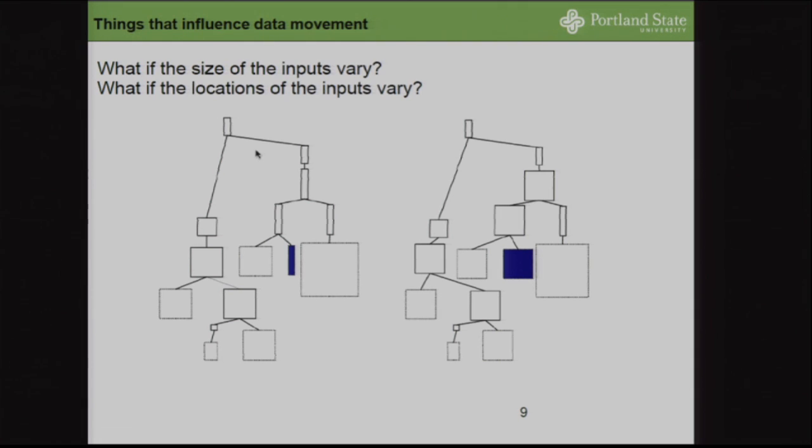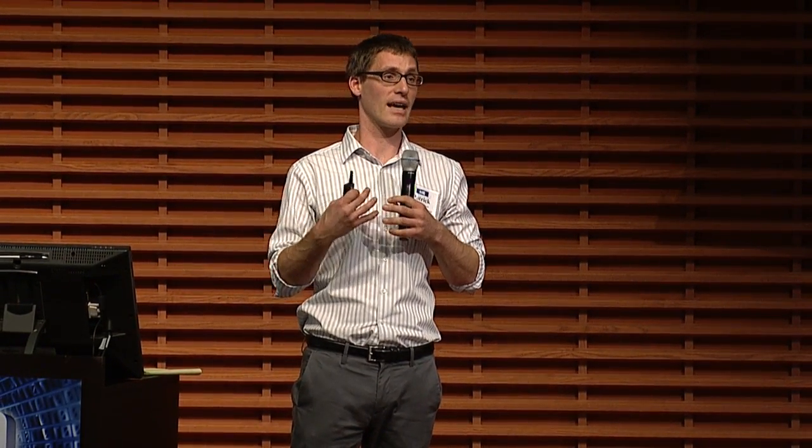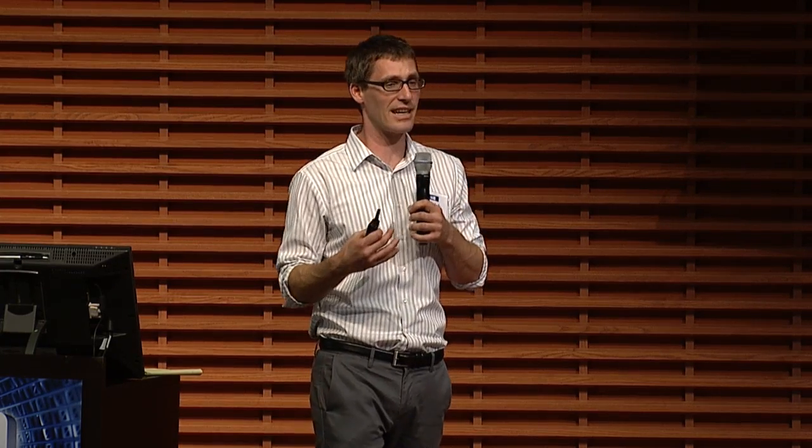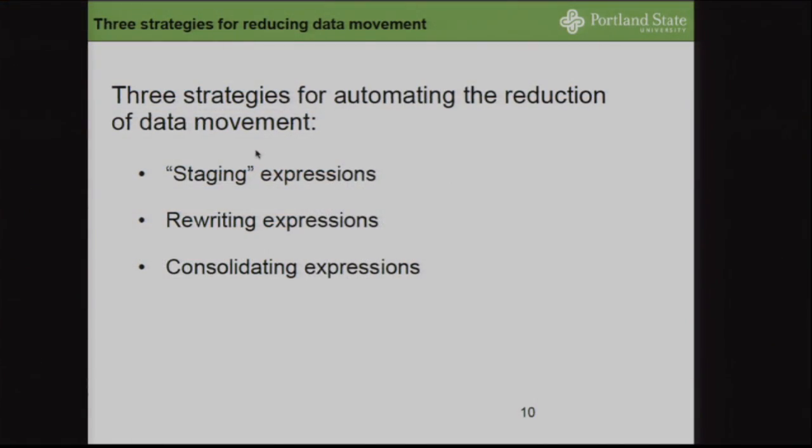However, our tests show that if we vary the shape, location, size, compression, and so on and so forth of the inputs, then we may need a different way to annotate the script. So the script I just hand annotated that moved the minimal amount of data, if we switch the inputs, all of a sudden it's moving far more data than we expected. So there are three strategies for automating this process: staging, rewriting, and consolidating.